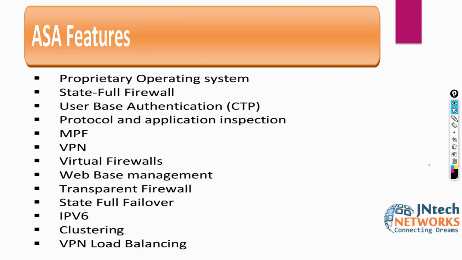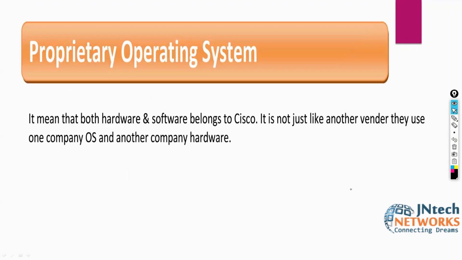Okay. So now let's talk about ASA features, because every vendor has its own features, like Palo Alto, Fortinet, Checkpoint, or Cisco FTD. Right now we are talking about Cisco ASA. Let's talk about some features. These are the features available in Cisco ASA Firewall. So first is called operating system. Let's talk about each feature. So what is operating system?